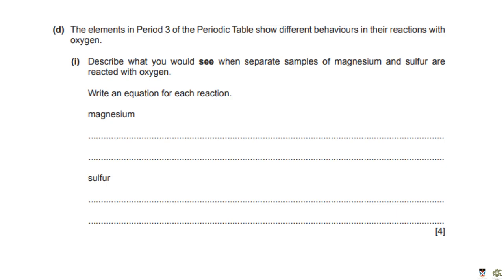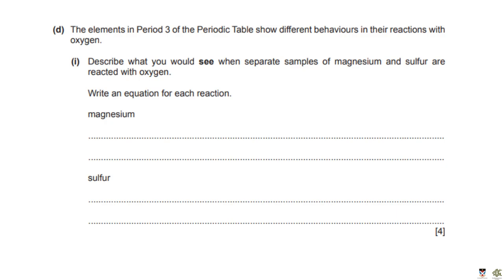The elements in period 3 of the periodic table show different behaviors in their reactions with oxygen. Describe what you would see, so some visual observations, when separate samples of magnesium and sulfur are reacted with oxygen. The one with the magnesium you should have seen before in that video lesson on the group 2 elements. And I hope that you've watched some of these other video clips on the website as well, so that you can have a better idea of the observations that you will make when magnesium reacts with oxygen and sulfur reacts with oxygen. And you need to write an equation for each of the reactions as well.